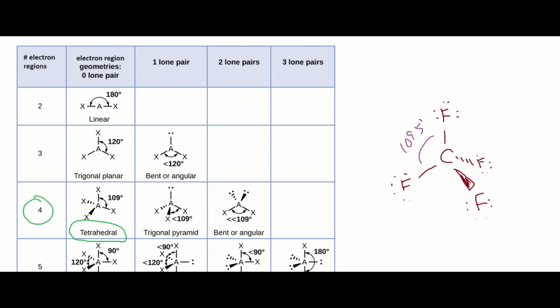Okay, is this a polar or non-polar molecule? If we take a look at the difference in electronegativity, the bond between the carbon and fluorine is polar. Fluorine is more electronegative, but because this molecule is symmetrical, these dipoles all cancel out, and so the molecule is nonpolar. So you can have a molecule with polar bonds, but if they all cancel out, then the molecule can be nonpolar.